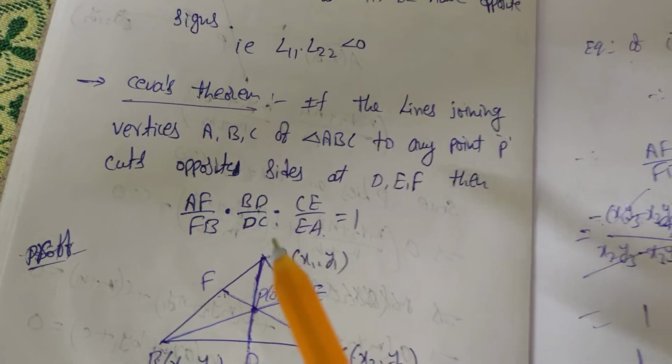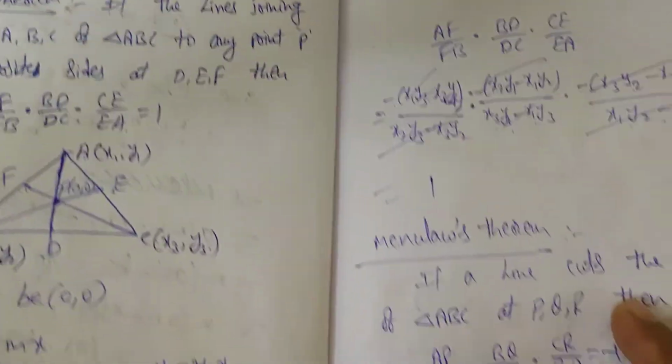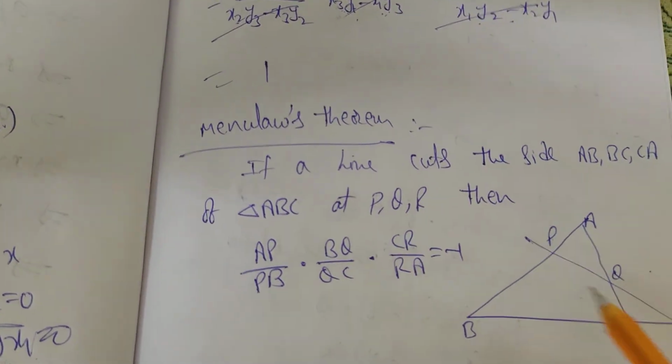AD by DB into BE by EC into CF by FA is equal to 1. So that is called Ceva's theorem. And next one, Menelaus's theorem. Same procedure, but a little bit of difference is there.